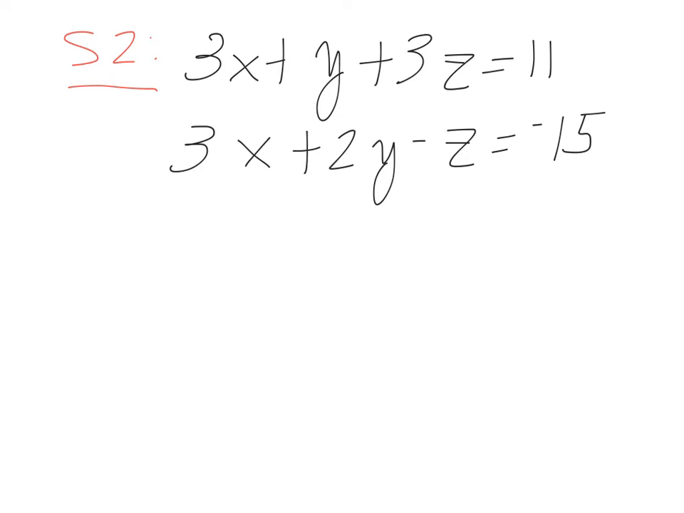Now basically we want to repeat the process that we did in step 1, and that is, we want to eliminate the z variable. If we look at the z's, I think it's fairly obvious that if we multiply the second equation by positive 3, we get the following. The first equation can remain the same.